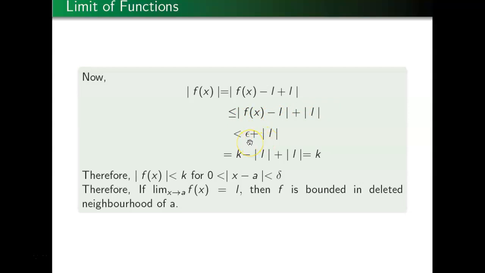And in the very start of the theorem, we defined epsilon as k minus mod L. So put the value of epsilon here as k minus mod L plus mod L. Mod L cancels, and we get this equal to k, which proves that mod f(x) is less than k for 0 less than mod x minus a less than delta. Therefore, whenever the limit of f(x) as x tends to a is equal to L, f is bounded in the deleted neighborhood of a. So this is the proof of the second theorem.